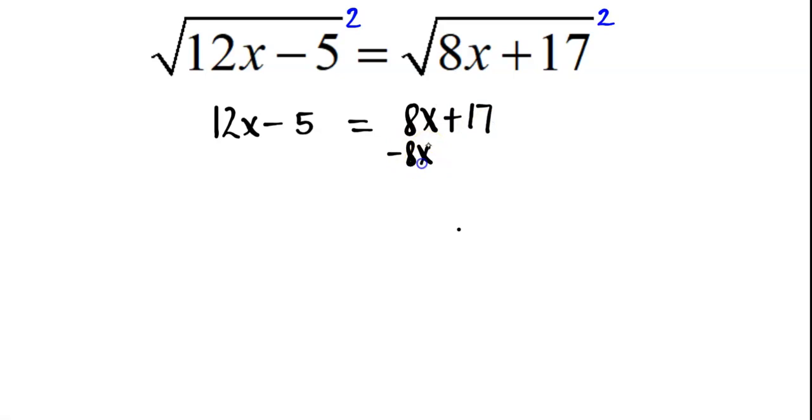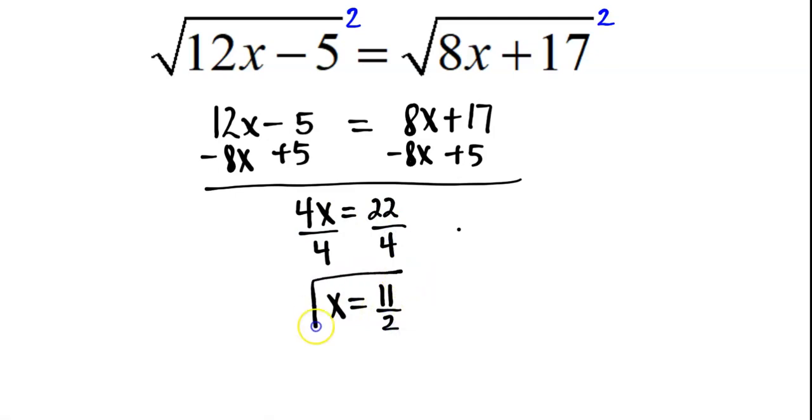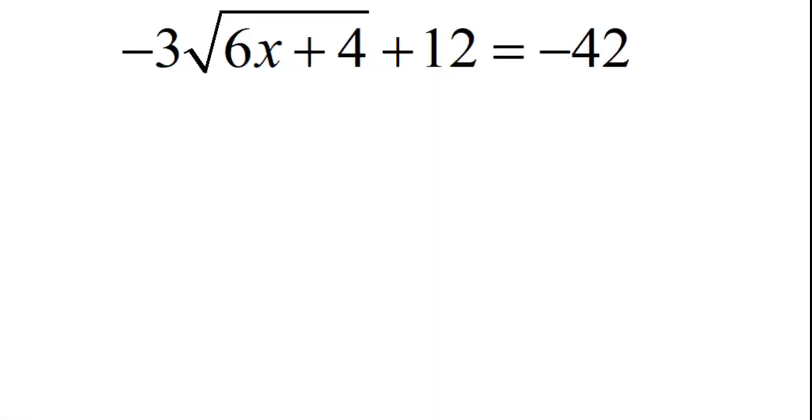So we will do that by subtracting 8x on both sides and adding 5 on both sides. I now have 4x is equal to 22, and dividing both sides by 4 and reducing, I see that x is equal to 11 over 2. That's going to be my favorite type of radical equation. Let's take a look at a second one.